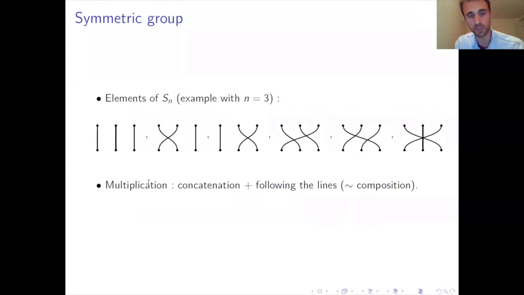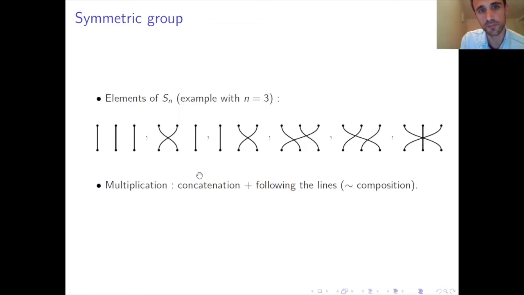Let's start with the symmetric group. So remember that the symmetric group Sn is the set of permutations of n elements, and you can see them as diagrams, nice little diagrams like this. So this is the identity element. This is the transposition of 1 and 2, transposition of 2 and 3, and so on. Permutation diagrams. And multiplication is obvious. It's by concatenation and just following the line. So you take 2 permutations, you put one below the other, and you just follow the line to perform the composition of those permutations. Very elementary.